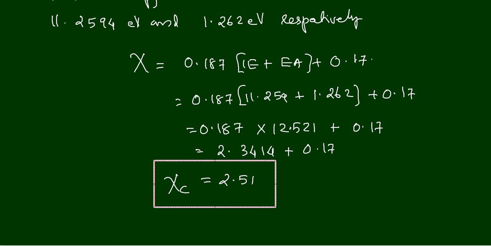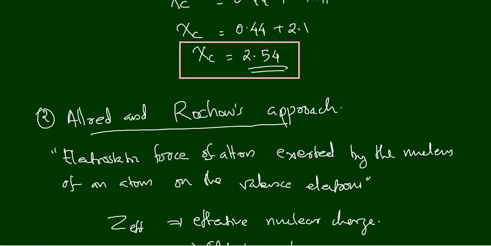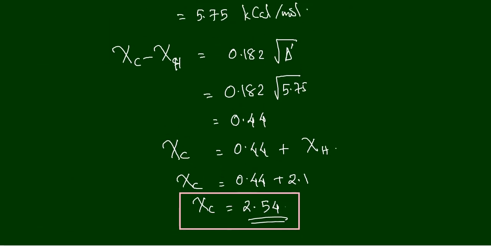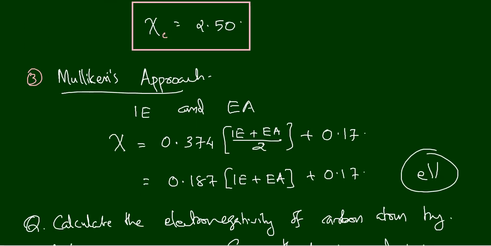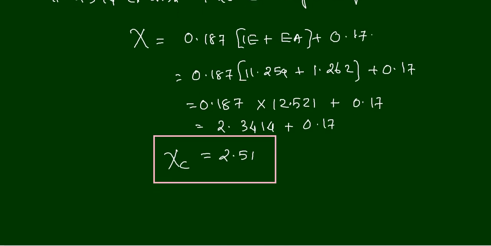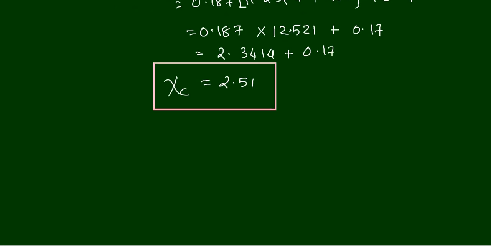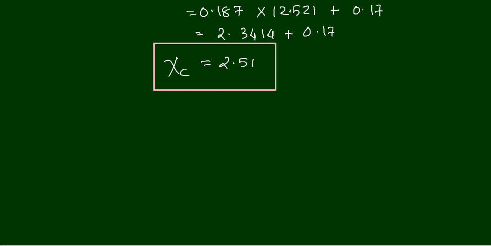Now you can compare the electronegativities obtained in three different methods. In the first approach, Pauling's approach, we got 2.54, in Allred-Rochow's approach we got 2.50, and in Mülliken's approach we got 2.51. All these values are close to each other, right? So we can get the electronegativities of elements in different approaches. Now I hope you have an idea of what is meant by electronegativity. Electronegativity is the tendency of the atom to attract the electrons towards its side. In different approaches we can get a measure of the electronegativity.